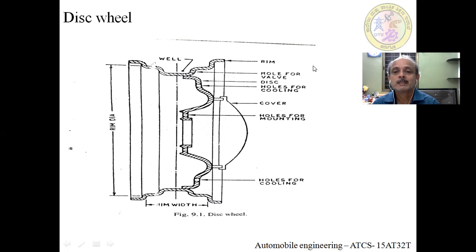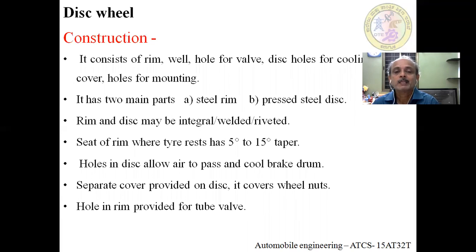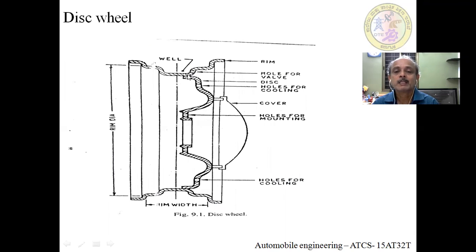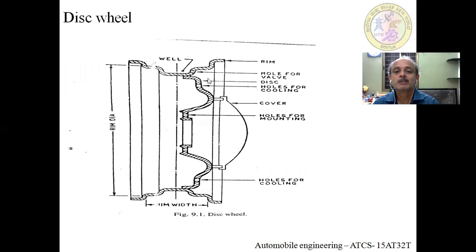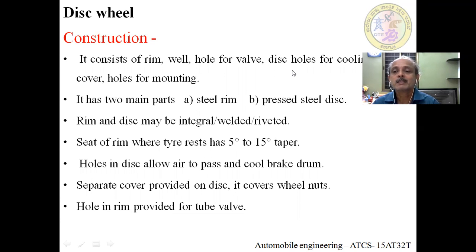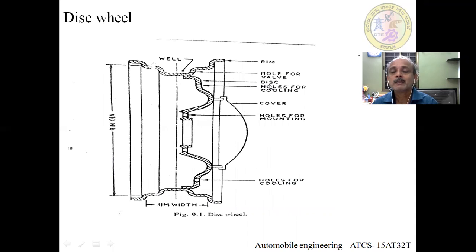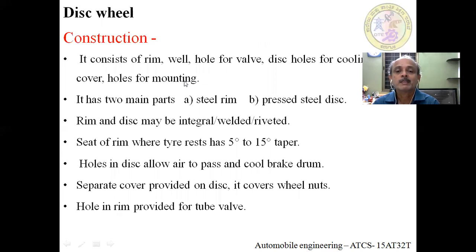Now I will go through the construction. It consists of a rim and a well. We have seen already, this part is a rim, and then this is a well. Hole for valve: here we have already seen a small hole for the valve fitting. And disc holes for cooling purpose, you can see here the holes for cooling. The disc also has holes for cooling, and holes for mounting also.